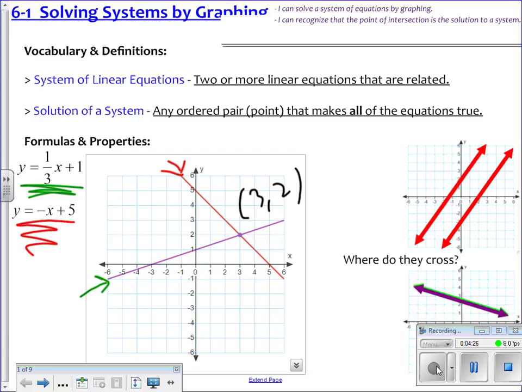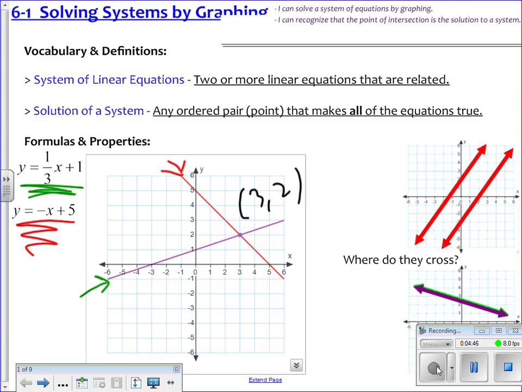Graphing is excellent for giving you a visual of what's going on. That's all graphing really does. It's not an efficient way to do it. If you're doing it by hand, you've got to be really good at graphing to get a good point. It's not an efficient way of solving a system. We will learn better ways. But I like this because it gives you a visual picture of what we're talking about.